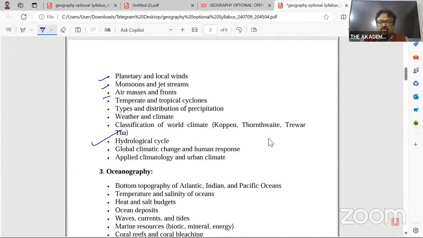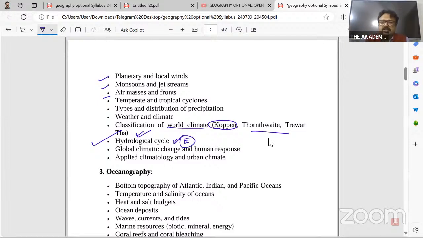So if you see, most of the things are for GS. Classification of climate: you go for Köppen's classification for GS, Thornthwaite, Vivarta. These are the basic, core geography concepts. Hydrological cycle, again, it is part of your environment. So I'm just giving you those things which are mentioned in your environment and ecology as well as other topics.